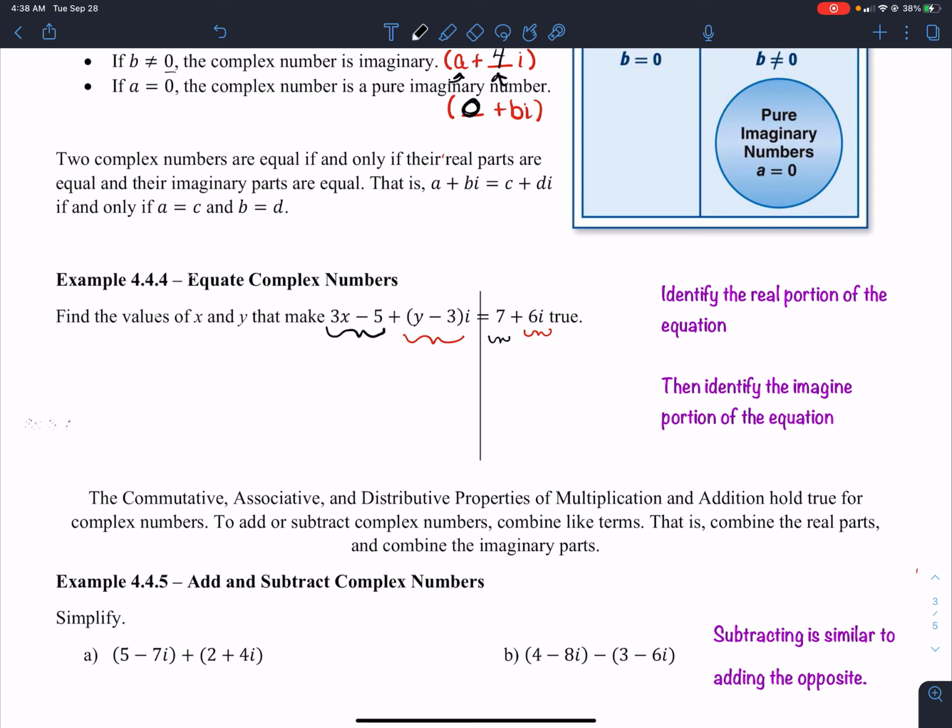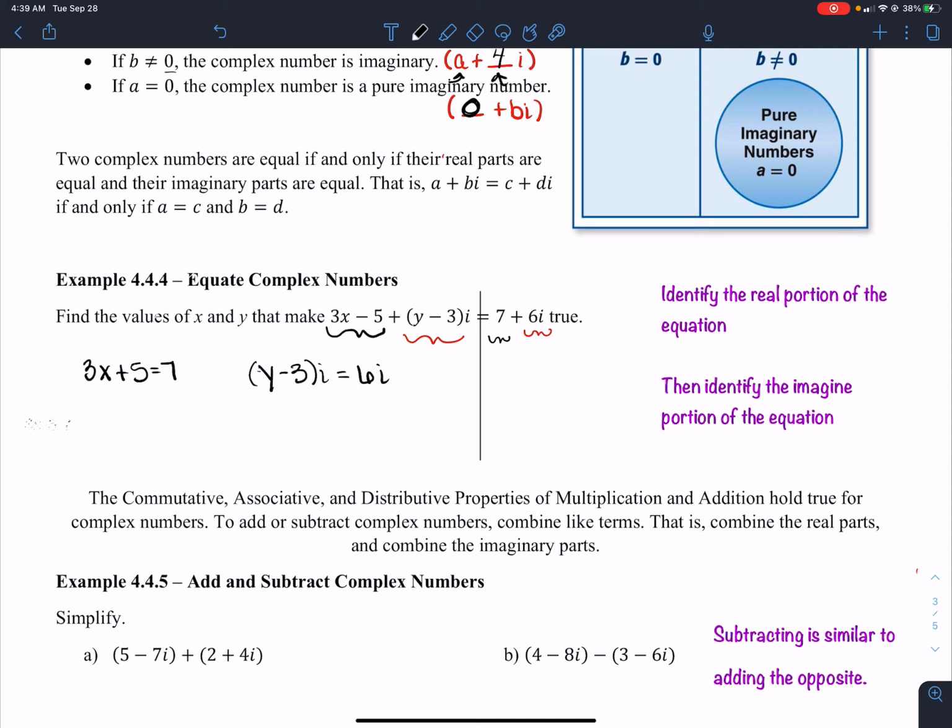So what I'm going to do is I'm going to take the a portions and set them equal to each other, and I'm going to solve for x. Then I'm going to take the bi portions and set them equal to each other and solve for y. So I'm going to take 3x plus 5 and set it equal to 7. And I'm going to take y minus 3 and set it equal to 6i.